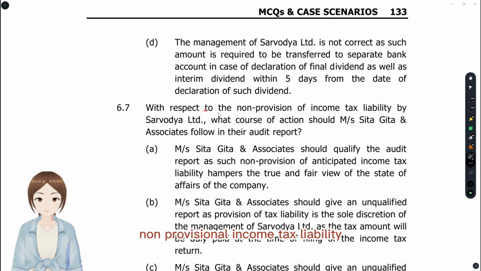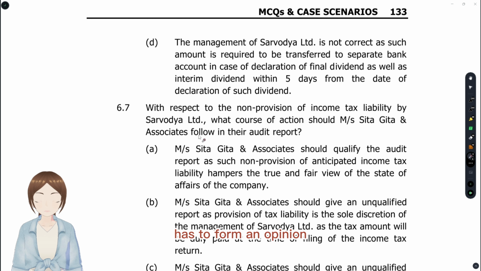With respect to non-provision of income tax liability by the company, what course of action should Ms. Sita and Gita take? I think they have not created any provision for the income tax liability that has to be paid. What do they have to do? Mr. Sita Gita should qualify the audit report for such non-provision, as it hampers the true and fair view of the state of affairs of the company.